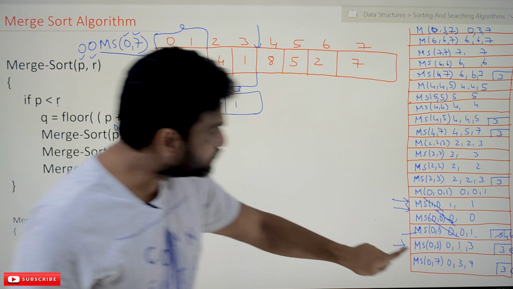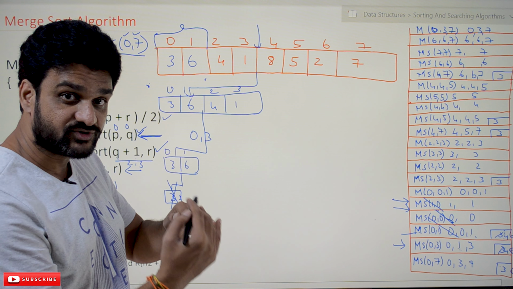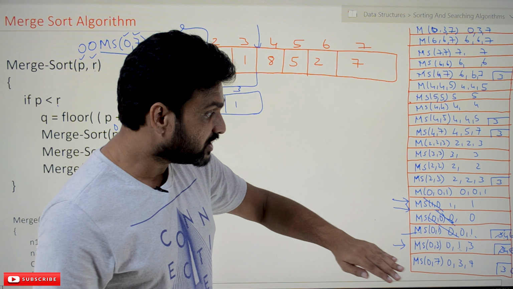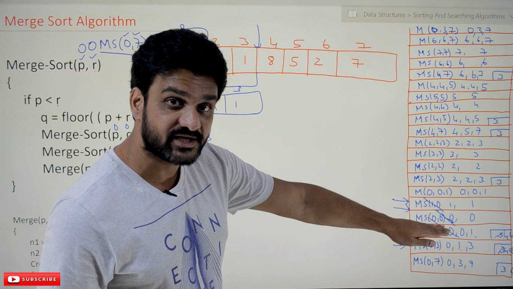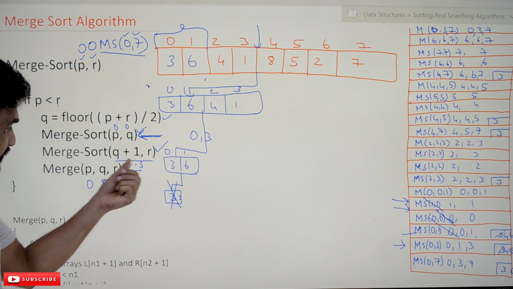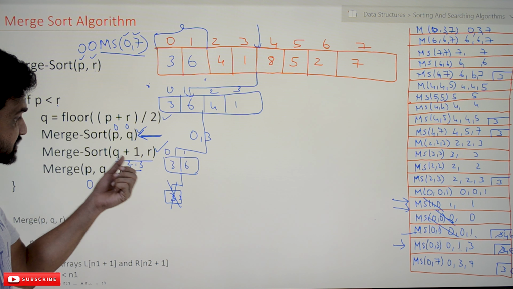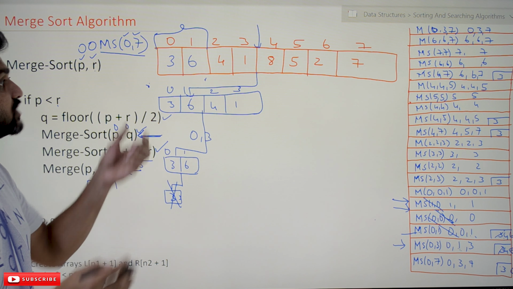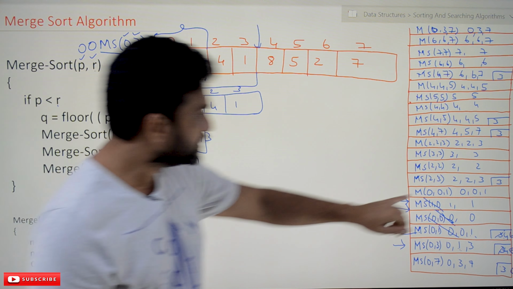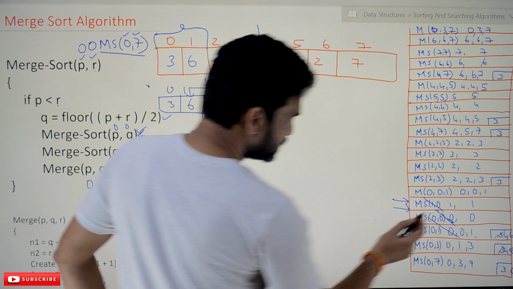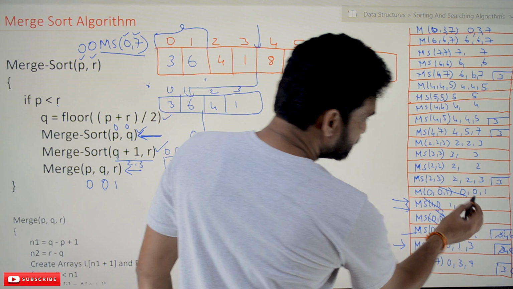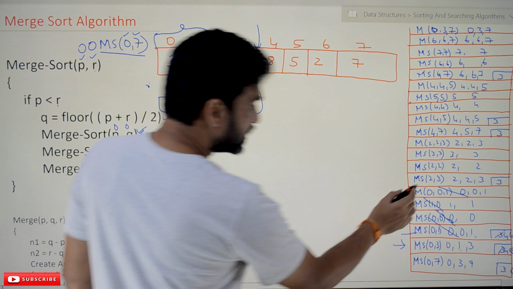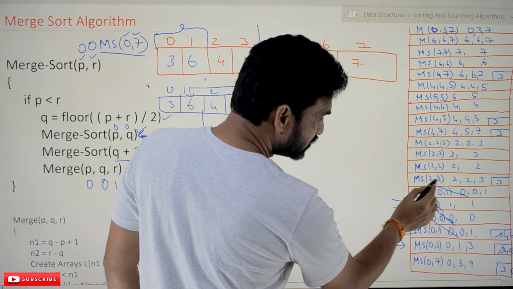So MS of 2, 3 is the function call that is made in the 4th line of execution. See, the 3rd line of execution we have already done. We are in the 4th line of execution. In the 4th line of execution, a function call is made with MS of 2, 3. 2, 3 means this part of the array. Try to get that point. So this is where the function call is. MS of 0, 0, 1 is already done, and this is the function call that is made, 2, 3.